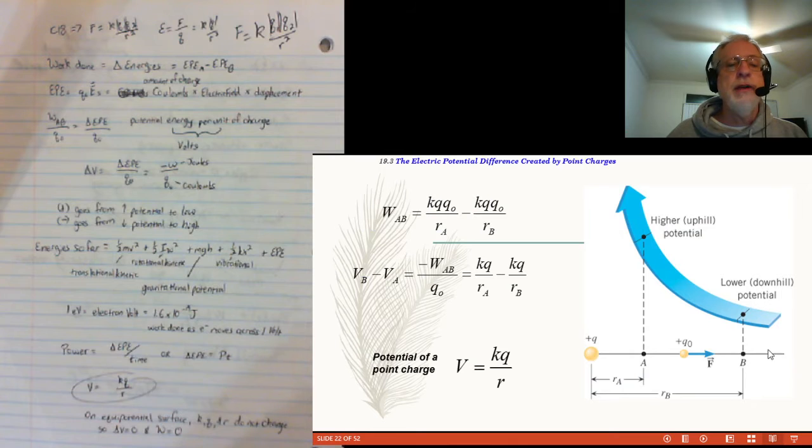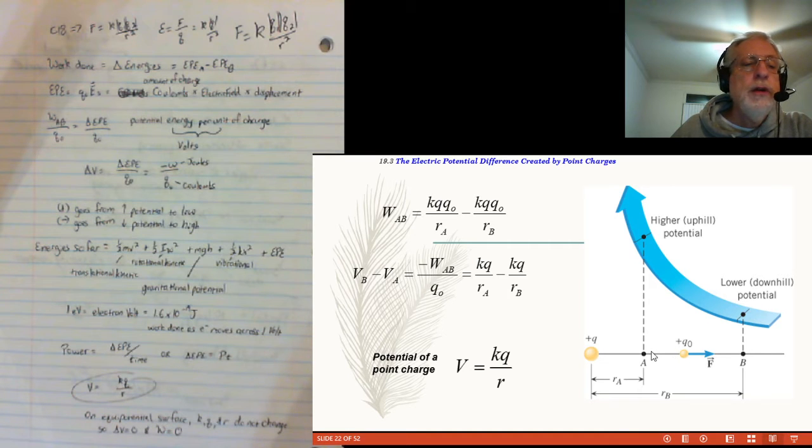And here it is graphically explained. I have a charge that moves from rA to rB. Q naught is the charge that's moving, and there's a force, so it's moving towards a lower potential, and it moves from A to B.